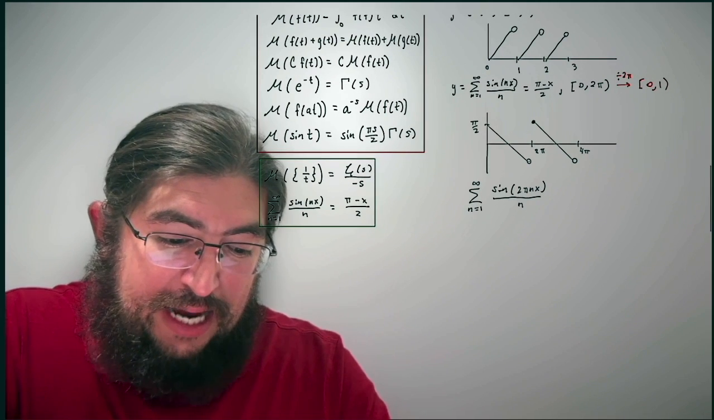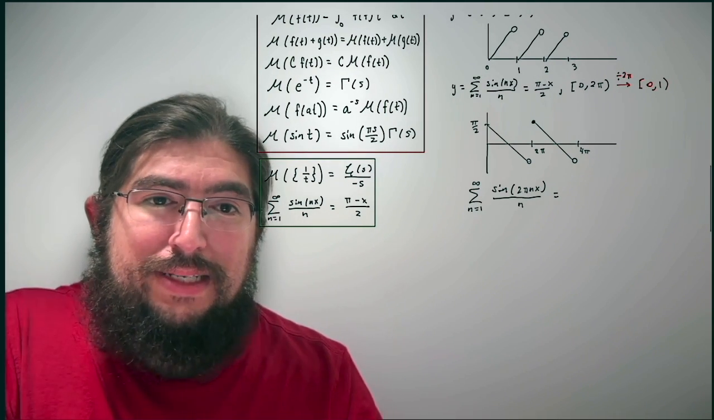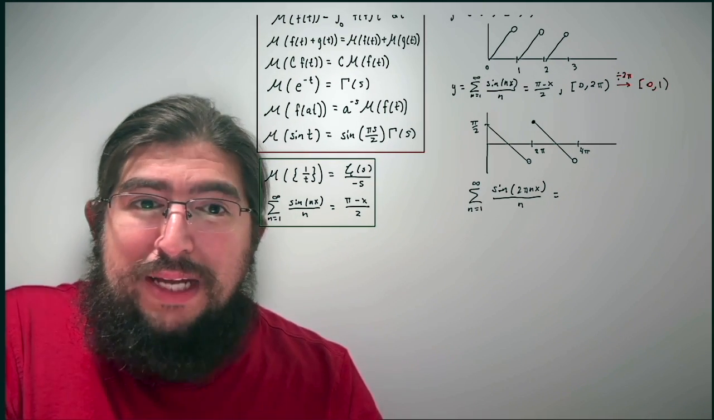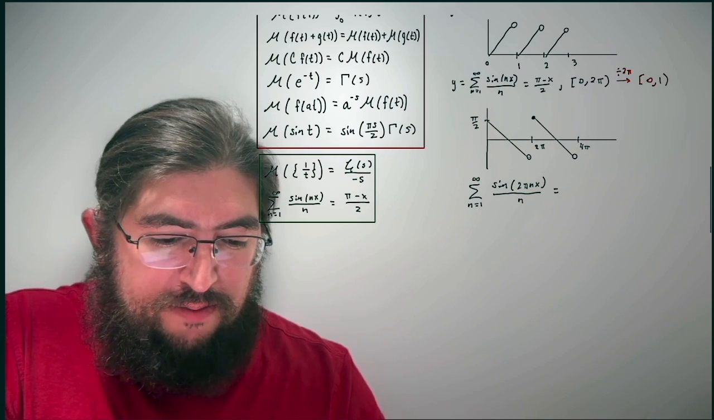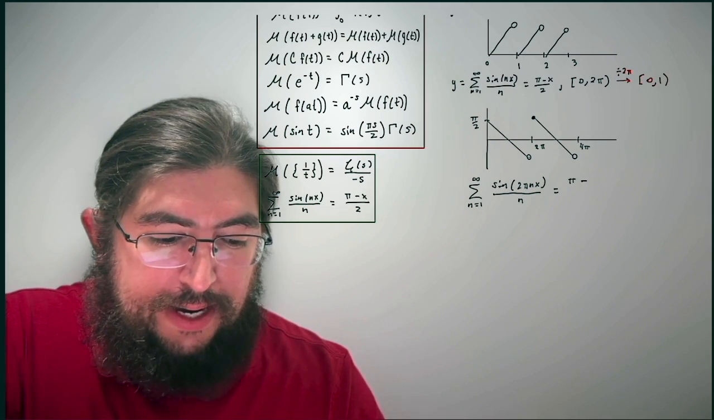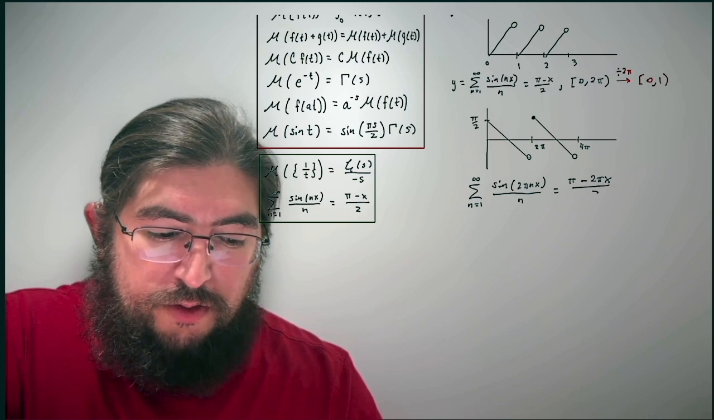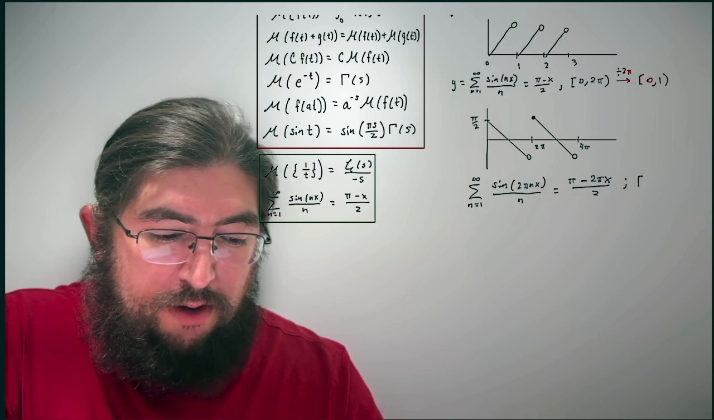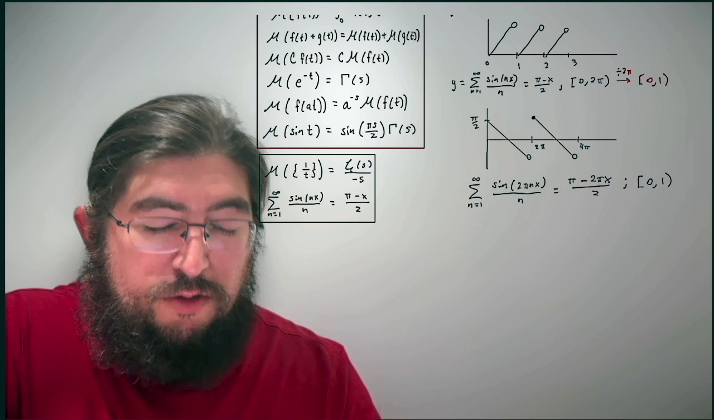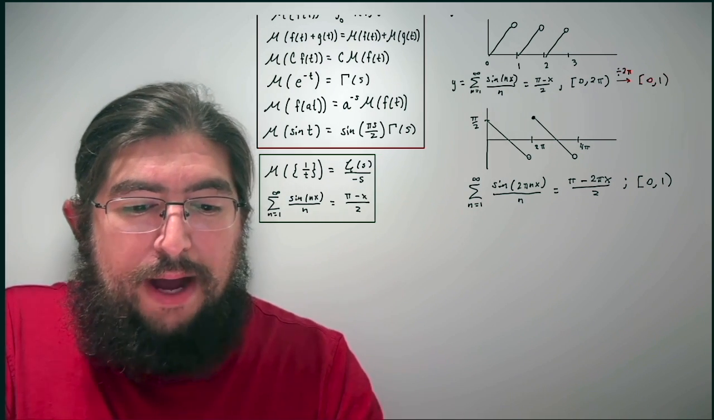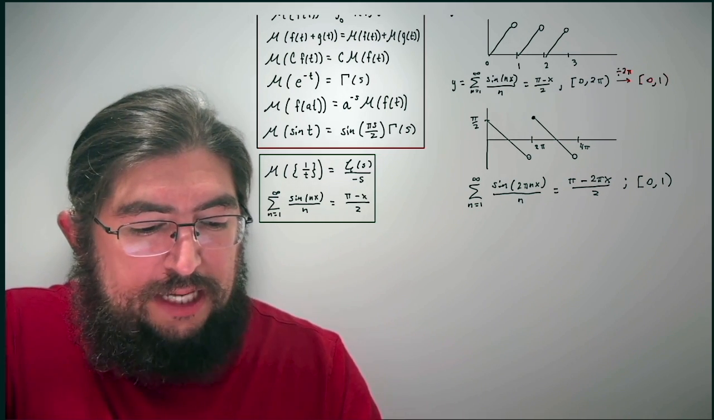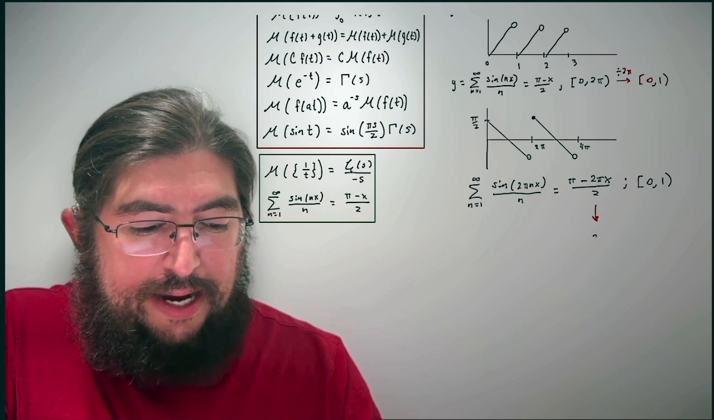Now this isn't actually equal to pi minus x over 2 anymore, because we're replacing x with 2 pi x. So in fact, this is equal to pi minus not x, but 2 pi x, all over 2. But now we're on the interval from 0 to 1 instead of on the interval from 0 to 2 pi. So the interval has been mapped out. And now the question is, how do we turn this into x?